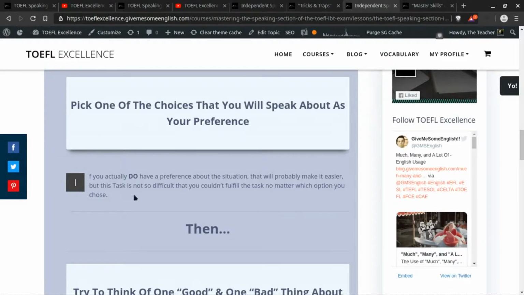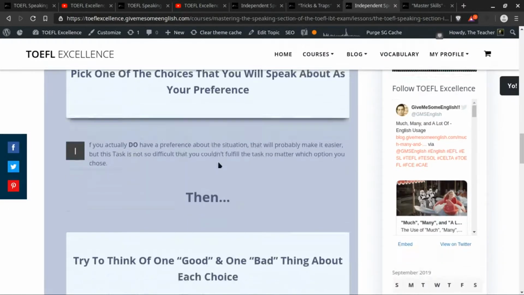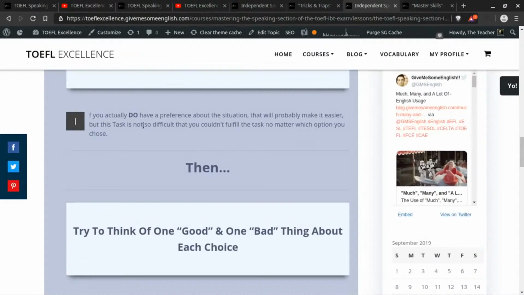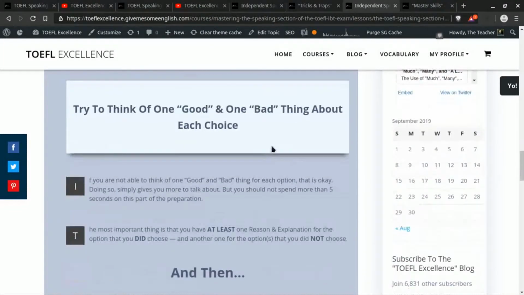So if you don't have a preference on the particular situation that they ask you about, simply pick one. Pick the first one, pick the second one, doesn't matter, just pick one of them and speak about it as if it is your preference. Now, if you do have a preference on whatever they're asking about, that will probably make it easier. But once you pick one, just try to think of one good thing and one bad thing about each of the choices that they give.